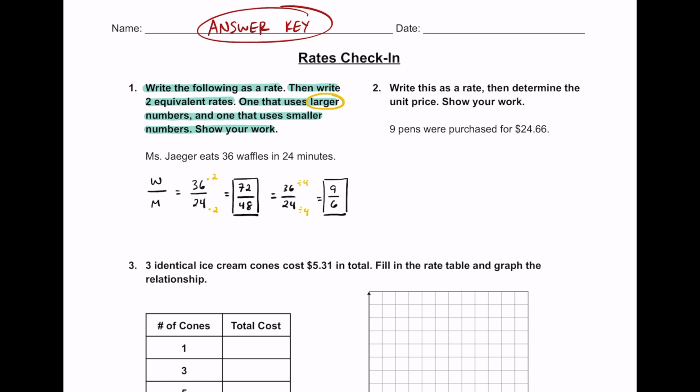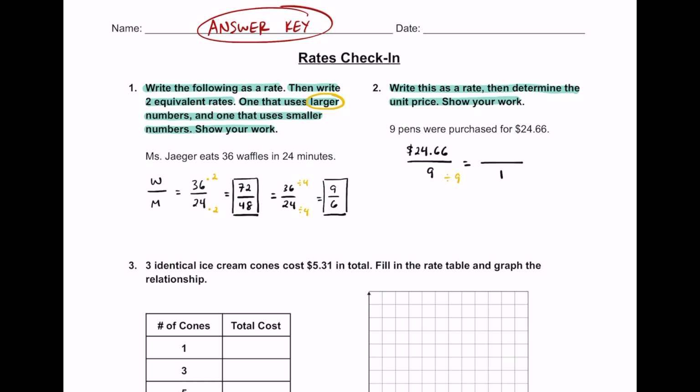For number 2, it says, write this as a rate, then determine the unit price. Make sure we show our work. Okay, so we're going to show this as a rate. Typically when you're dealing with money, that's going to go on top. So it's going to cost $24.66, and we're buying 9 pens. So I'm going to put that 9 on bottom. It says find the unit price. So unit price is per 1 pen. So how do we get from 9 pens to 1 pen?